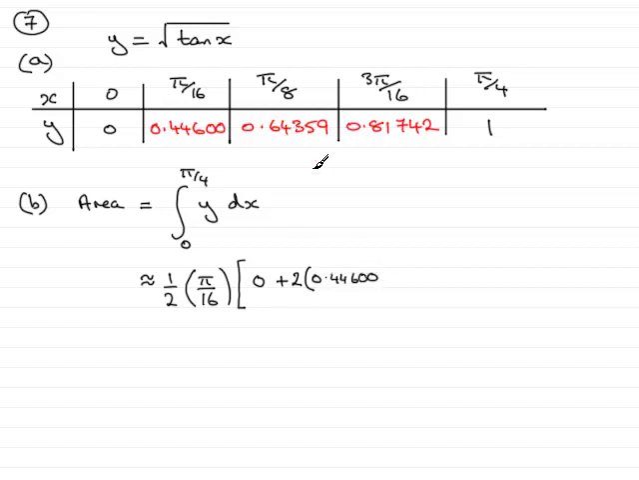0.44600, that one, next one, plus 0.64359, and then plus the last one, 0.81742. Okay, so it's twice the sum of all the middle values, and then it's plus the last y value, which in this example is 1. Close the square brackets off, and then just use a calculator to work this out.